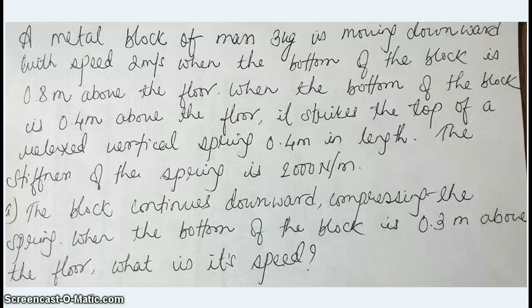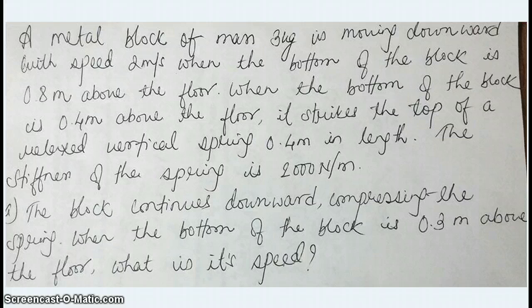Hello everyone, this is a video tutorial on a solution of a problem related to energy principle and work. So here is the question. A metal block of mass 3 kg is moving downwards with speed 2 meter per second, where the bottom of the block is 0.8 meter above the floor.